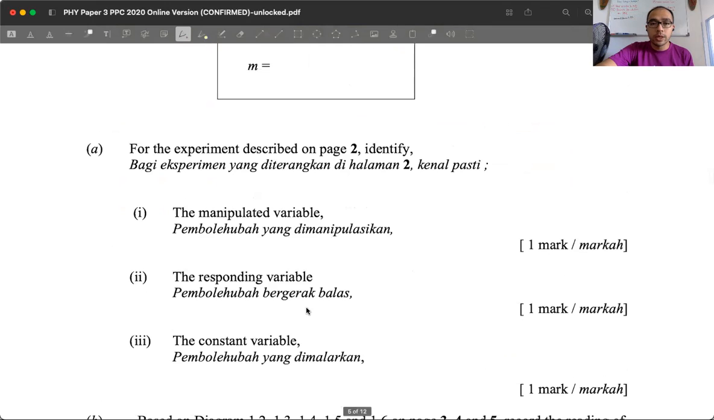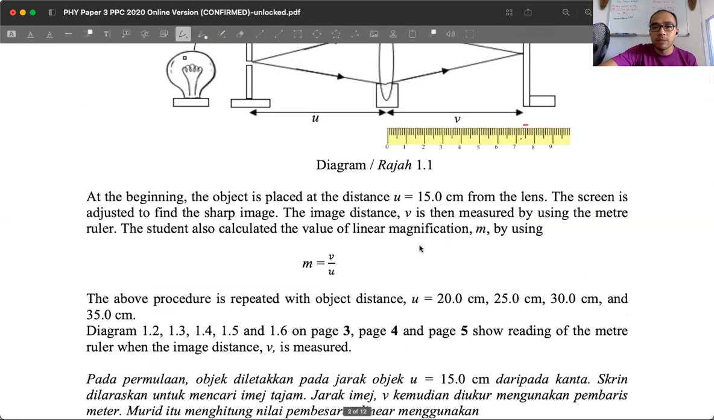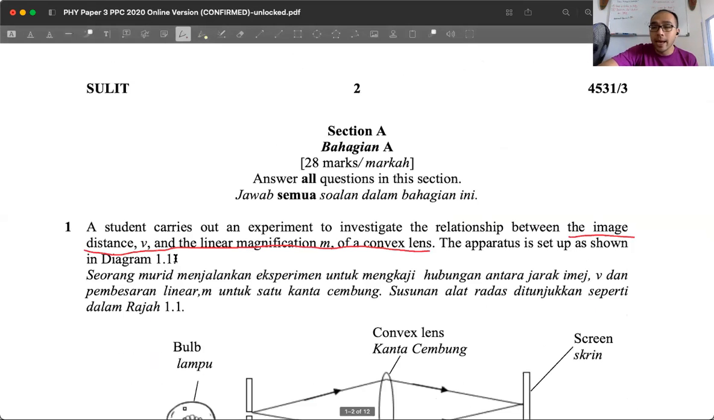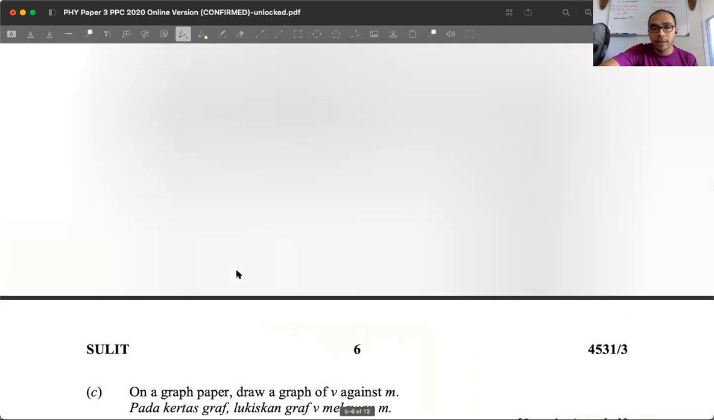So the manipulated variable, I will accept two kinds of answers lah. If you go with the conventional one, which is the object distance, and the responding variable is image distance, I will accept. This is the standard one lah, sebab yang berubah-ubah adalah object distance, and the image distance is the one yang kamu measure. But because the question says to investigate the relationship between the image distance and the linear magnification, this is maybe somewhere where I may have done that wrongly lah.